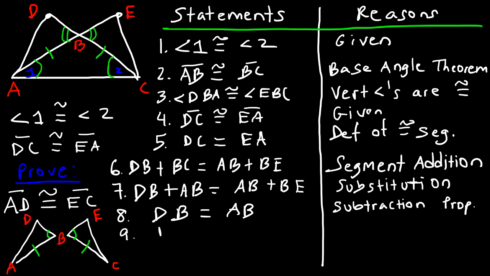Now in step 9, we can say that segment DB is congruent to segment AB. And why can we say that? Definition of congruent segments. So now that we have that again, we can put the marks in the graph. DB is congruent... I don't know why I put AB. Let me fix that. AB should be canceled. That should not be an AB. That should be gone. So it should be BE.